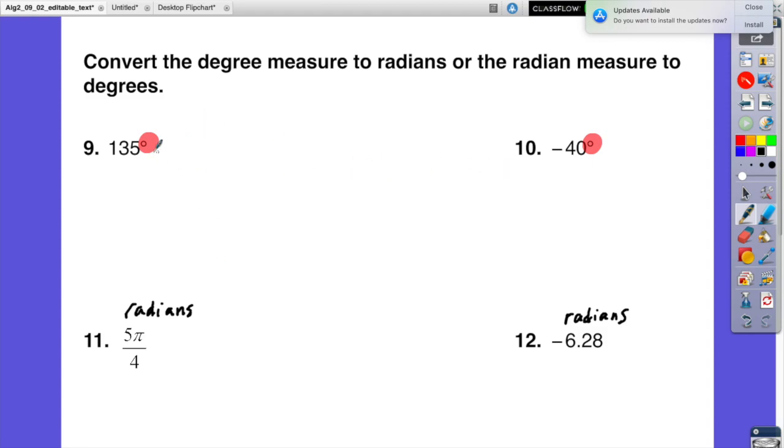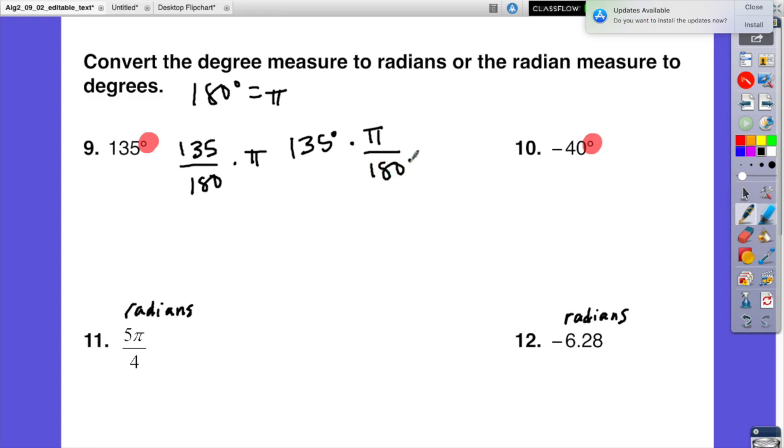Okay, so if you remember, you know that 180 degrees equals pi. So let's think about this. If I have 135 degrees out of 180 degrees, I would like to know what that is in radians by multiplying it by pi. What the formula does, it's really taking 135 degrees, and you're going to multiply it by pi over 180 degrees. The degrees actually cancel out. It's over 1. So you're going to take your calculator.